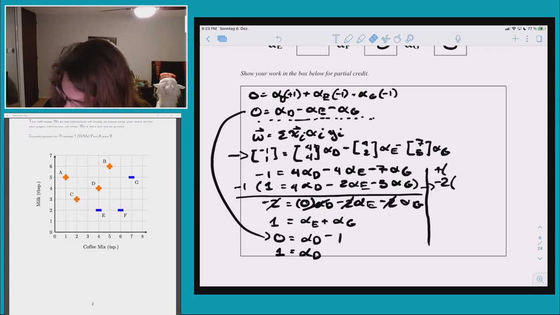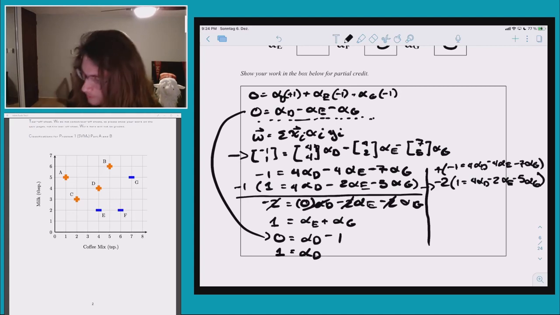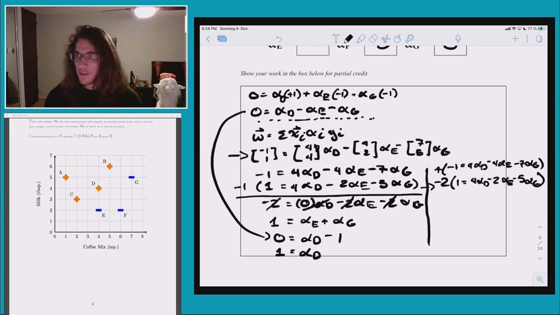In fact, I should write it out before things get confusing. So this is negative 2 times 1 is equal to 4 alpha d minus 2 alpha e minus 5 alpha g. And to this, just a reminder, I'm summing this other equation. This is negative 1 equal to 4 alpha d minus 4 alpha e minus 7 alpha g.